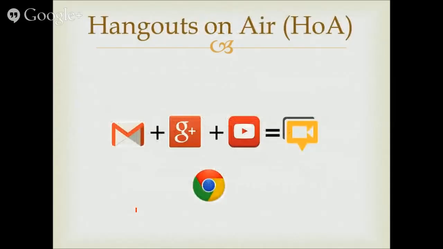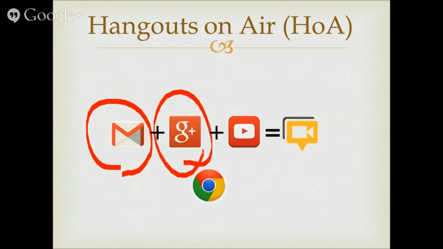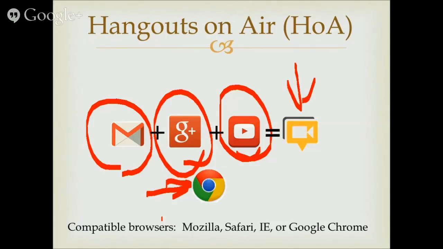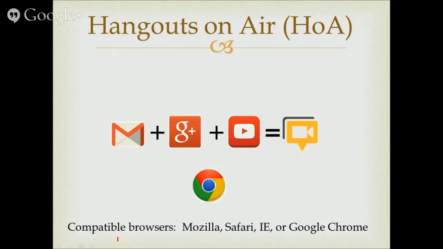Hangouts on Air is actually composed of 3 programs: Google Mail, Google Plus, and YouTube. The 3 combine to generate a Hangouts on Air session. Now, the 4th icon that you see on here is actually Google Chrome. In truth, we can use any of 4 compatible browsers. We can utilize a Mozilla browser, we can utilize Safari, Internet Explorer, or Google Chrome.